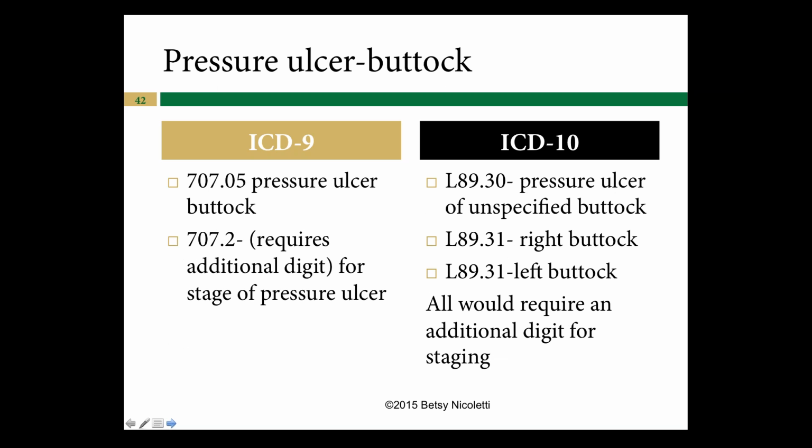All right, I talked before about these pressure and non-pressure ulcers, and both the pressure ulcers and the non-pressure ulcers have this same great increase between ICD-9 and ICD-10. And they also become combination codes for location and severity. So in ICD-9, we have a pressure ulcer of the buttock, and we would also have another code for the stage, whereas in ICD-10, we have an unspecified buttock, right or left, and then there would be an additional character for the stage of the ulcer.